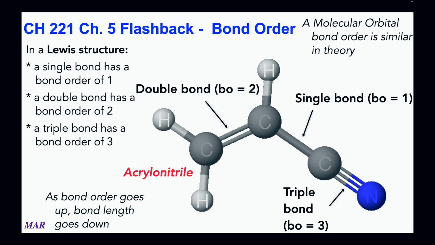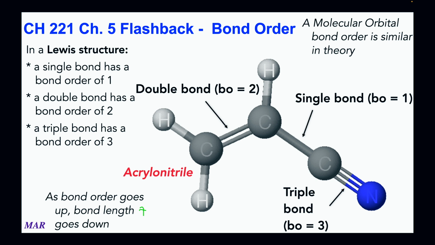And as a general rule of thumb, as bond order goes up, so as you go from a single bond to a double bond and a double bond to a triple bond, your bond length goes down, all right? So a triple bond is actually a lot smaller than a double bond, and double bonds are usually a lot smaller than single bonds, which is kind of cool. This was what we saw in molecular orbital theory too, but not quite the same way.